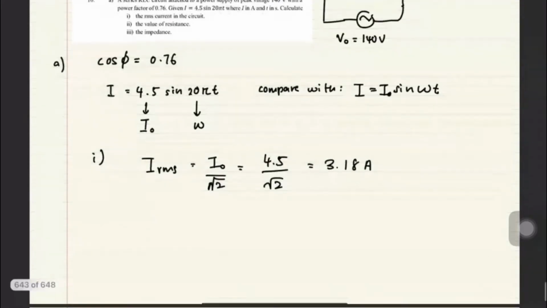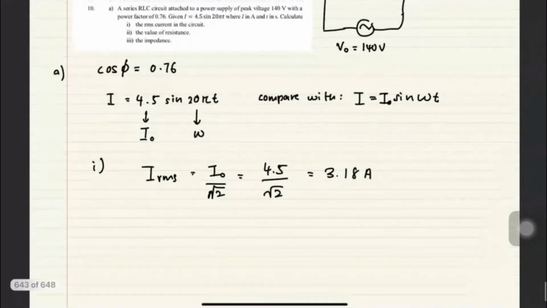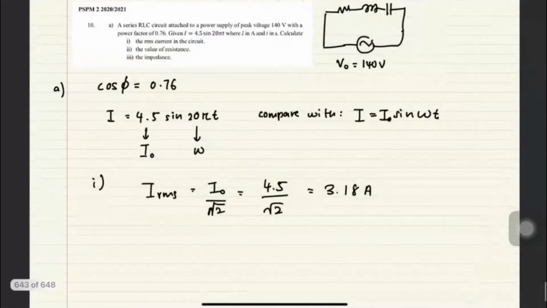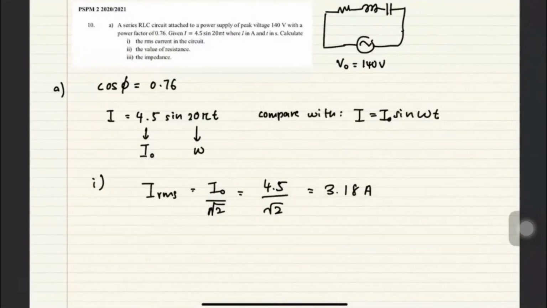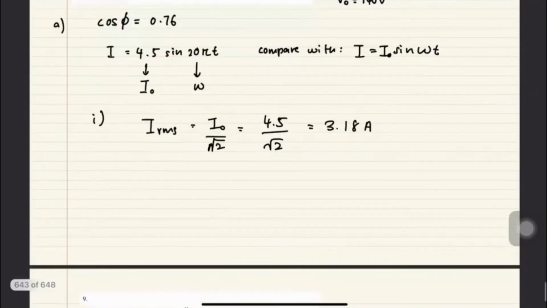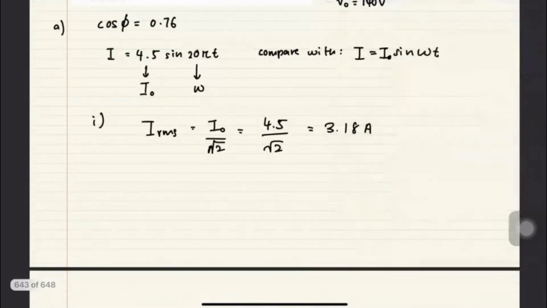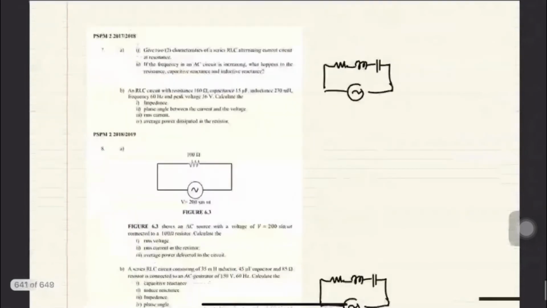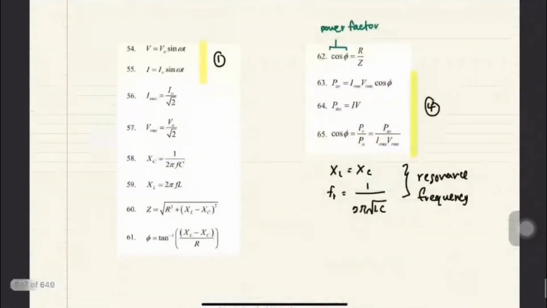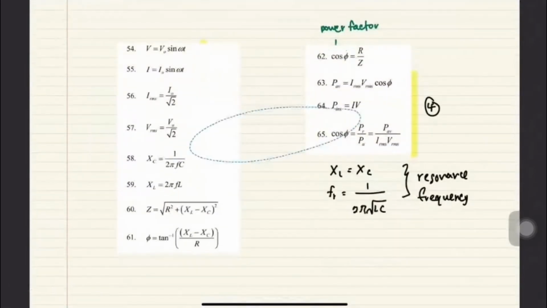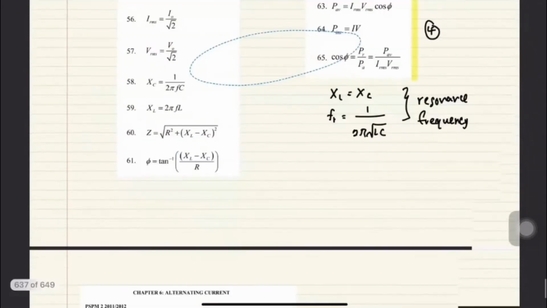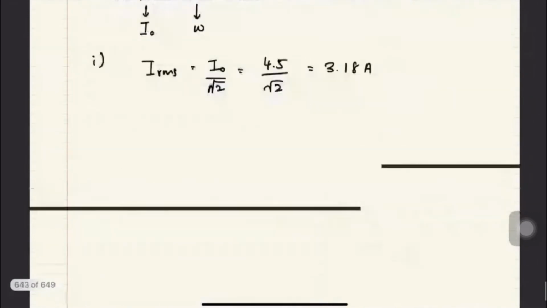And then for the second question, they ask you to find the value of the resistance. Okay, this one is a bit, you have to think a little. Because they give the power factor, most likely you can relate, there are two things you can relate. So if you look at the formula that we have, let's put it back over here.